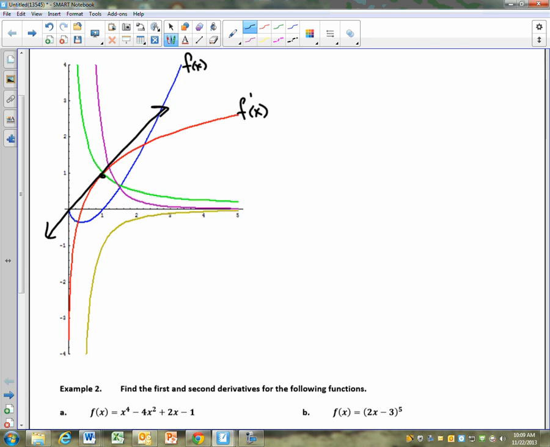Would everybody agree that that is approximately a tangent line for the red graph at an x value of 1? What would you approximate that slope to be? About 1. If you look at it, over 1 and up 1. So, which graph has a value of 1 at 1? The green one or the purple one? The green. And so the green one happens to be f double prime of x.